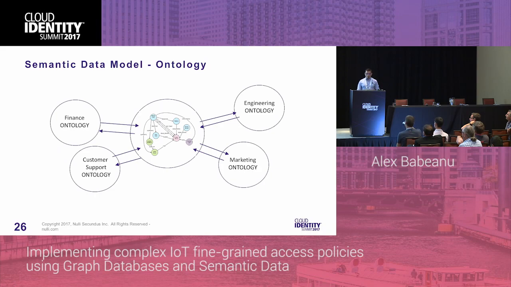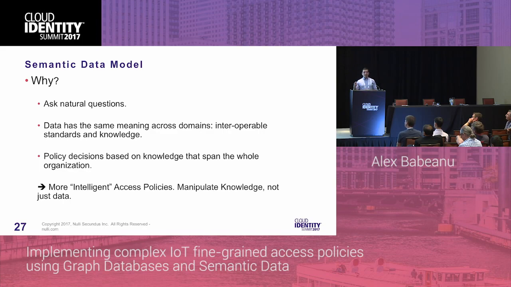So why is that interesting? Well, you can ask natural questions. Since the data is interoperable between the domains of knowledge, you can actually use that. Why not build access policies that also use marketing knowledge or engineering knowledge? You can bring it all together. So, more intelligent access policies.